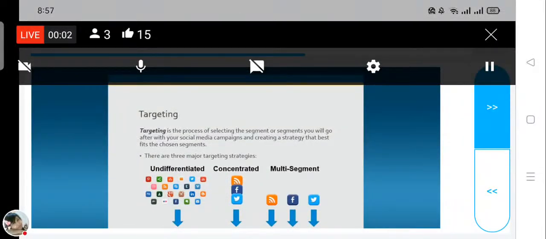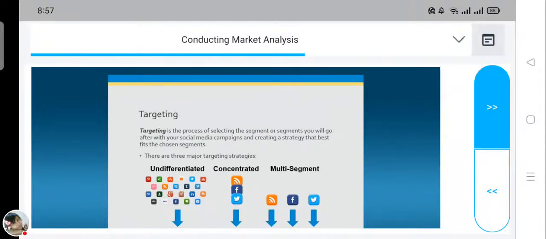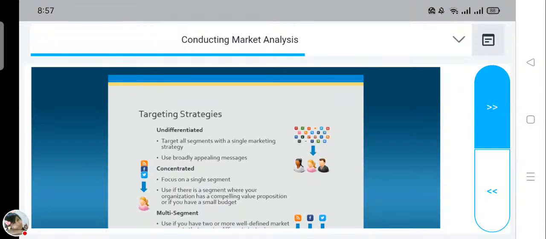But we want to do a special marketing strategy for each segment. So we're going to break them out. Not going to do the undifferentiated, but we're going to have multiple segments, multiple strategies. Now let's see how this would play out.